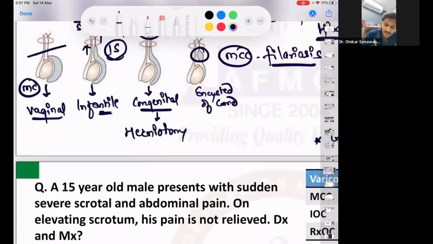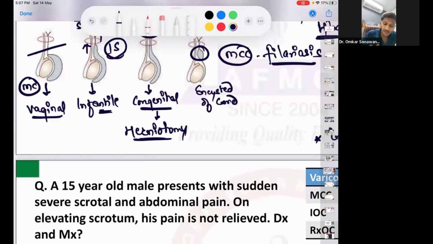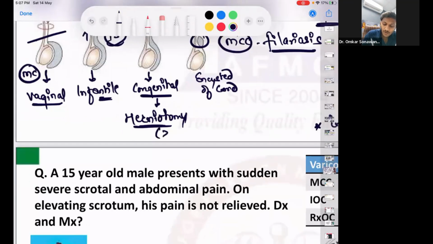At which age is it performed? The treatment of choice for congenital hydrocele is herniotomy. Please remember, it communicates with the peritoneal cavity, and here it is usually performed at 3 years of age. Commonly, it is performed after 3 years of age.